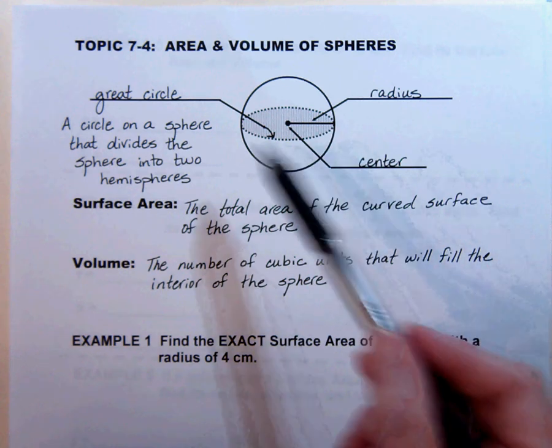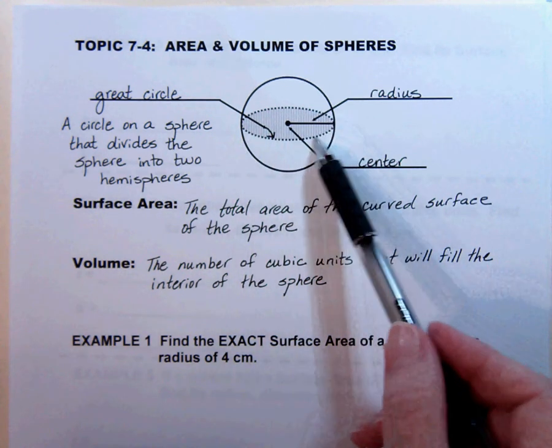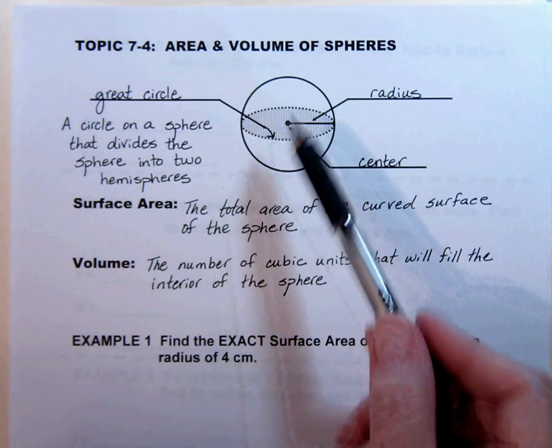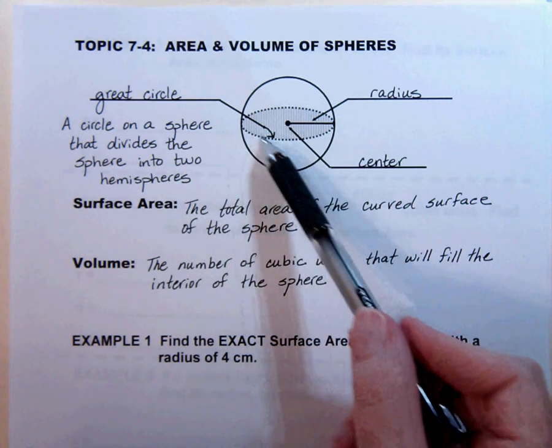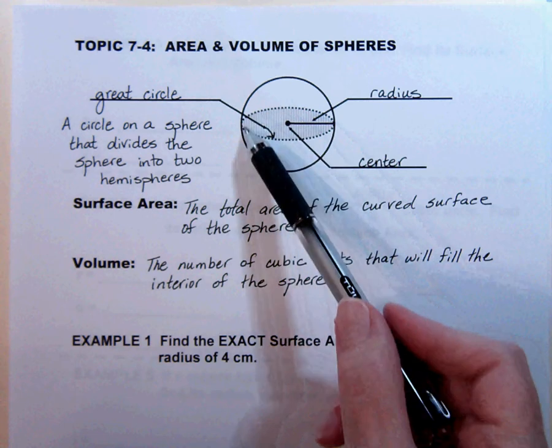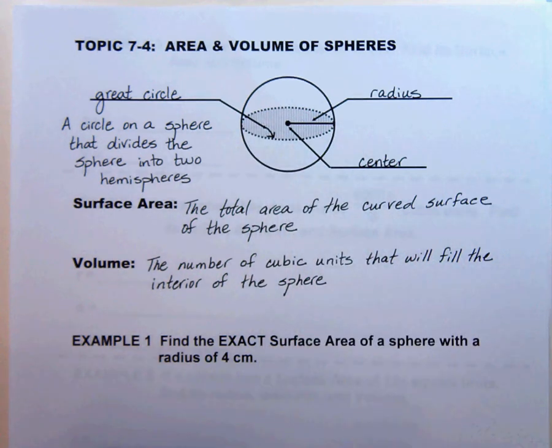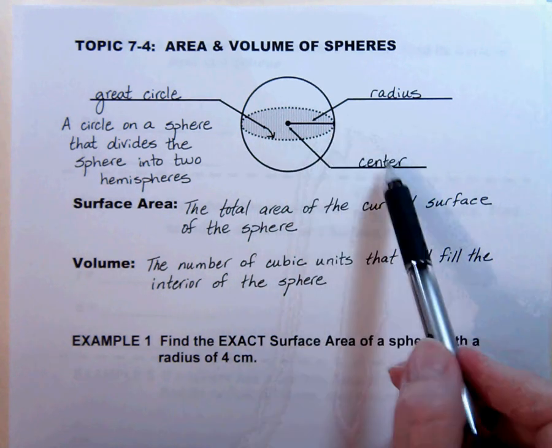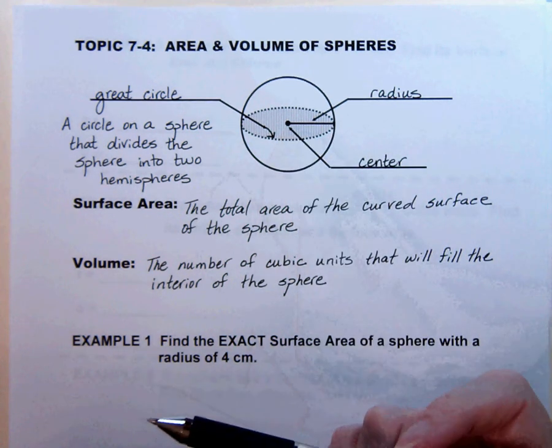The great circle, that would be this dotted line right here. Think of a tennis ball. If you sliced a tennis ball in half into two different hemispheres, that cut that you made right at the exact halfway point of the sphere would be called the great circle. The radius is just from the center to the edge, and then the center point is just the middle of the sphere.